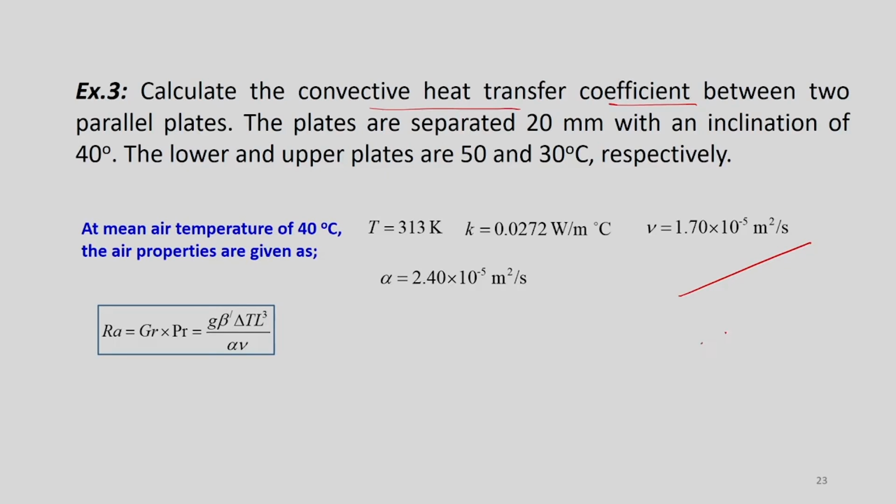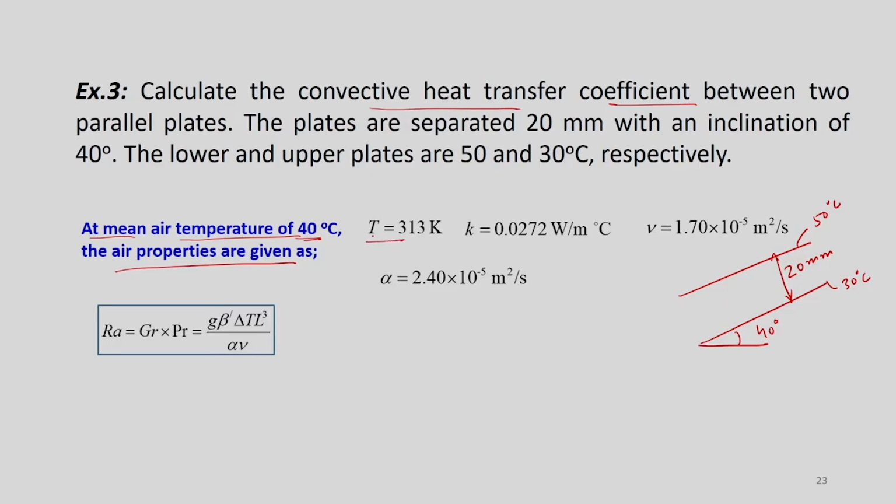So, maybe we have to draw these two parallel plates, separated by a 20 mm gap, and inclined at 40 degrees. The upper plate is at 50 degree C, and the lower plate is at 30 degree C. As we have discussed, at the mean air temperature of 40 degree C, the air properties are given.